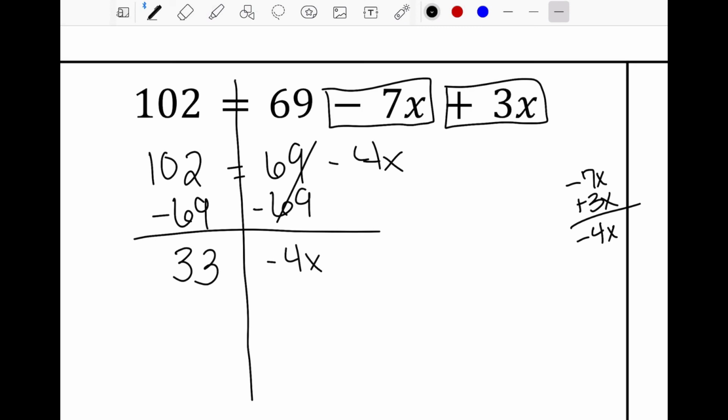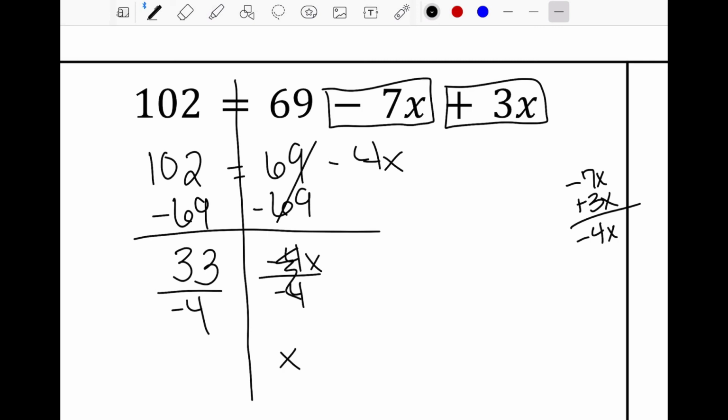Next thing I'm going to take is divide by negative 4. Got to get x by itself. Okay. Now, negative 4 divided by negative 4, it goes away. Alright, leaving me with just x.